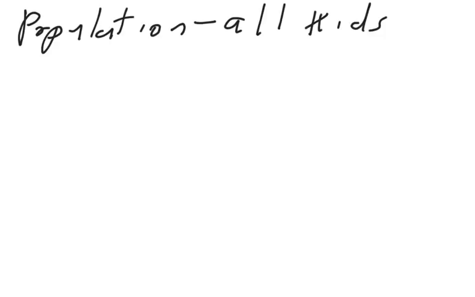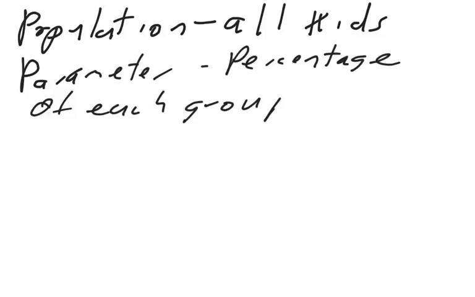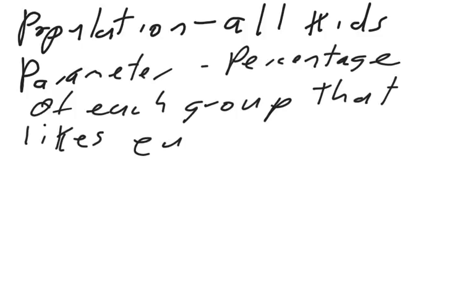So the population here is all kids. And the parameter is the percentage, or proportion if you prefer, of each group that likes each type of ice cream.